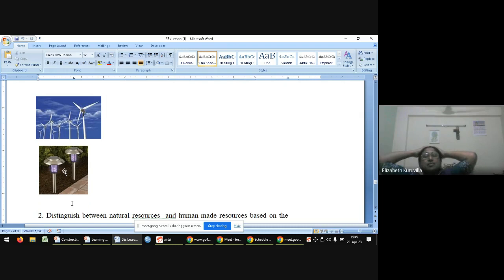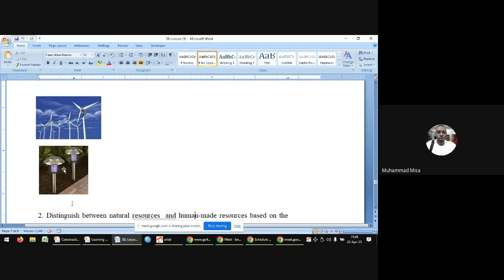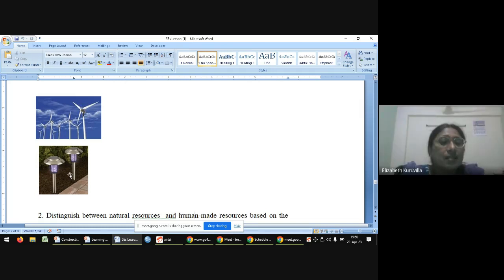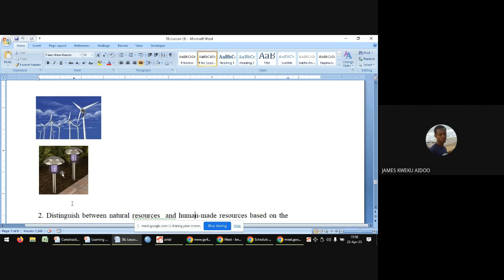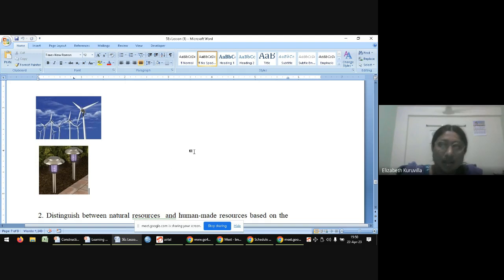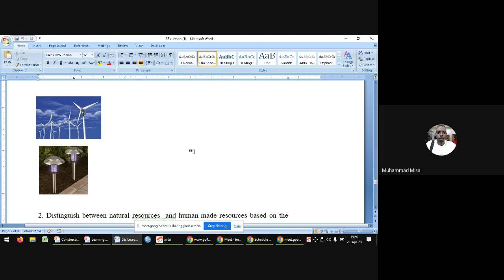Natural resource of this figure. Any of you? This is solar energy. The sun. Yeah. The sun is a natural resource. Yeah, with the solar energy, it is working. Next, sunlight. You can see the questions.